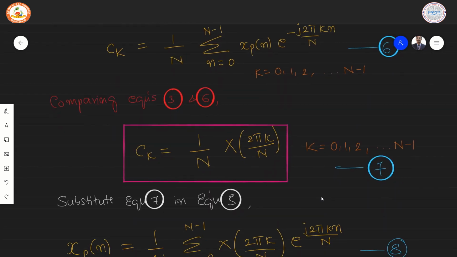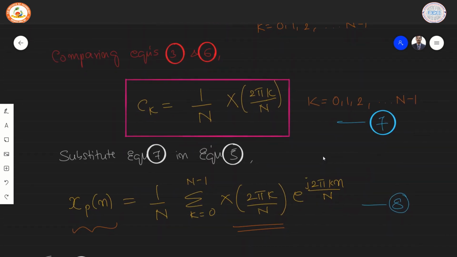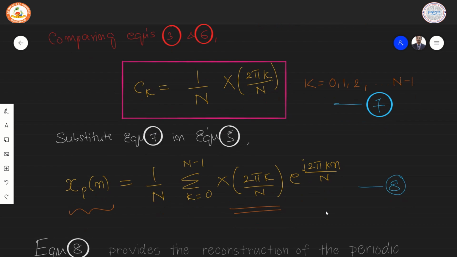Therefore, substituting this equation 7 in equation 5 will give you xp of n. So we are substituting for ck now. xp of n is equal to 1 by N times summation k from 0 to N minus 1 X of 2 pi k by N into e power of j2 pi kn by N. So this relation proves something.